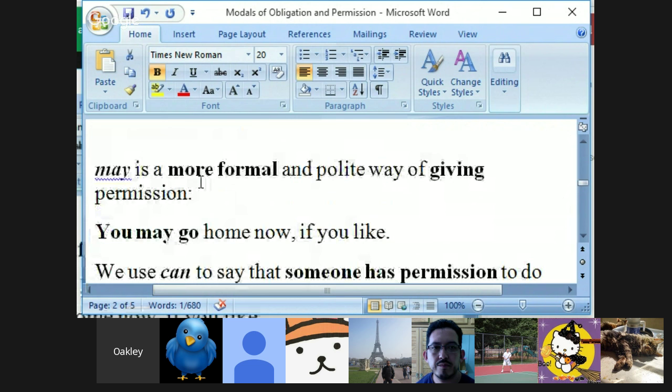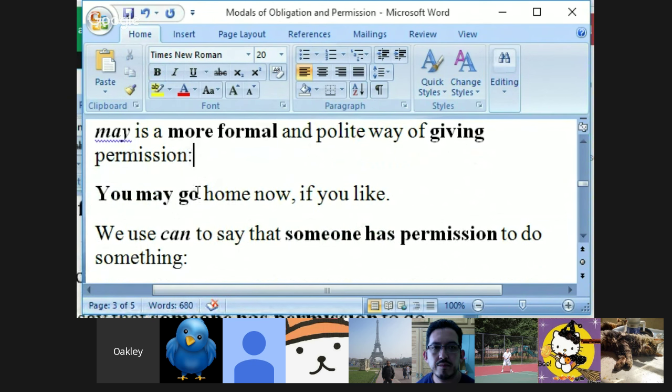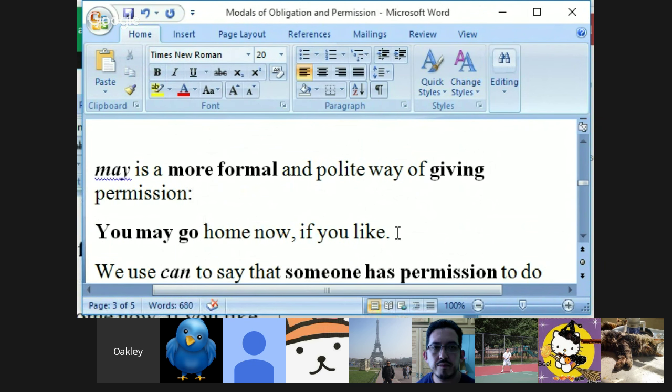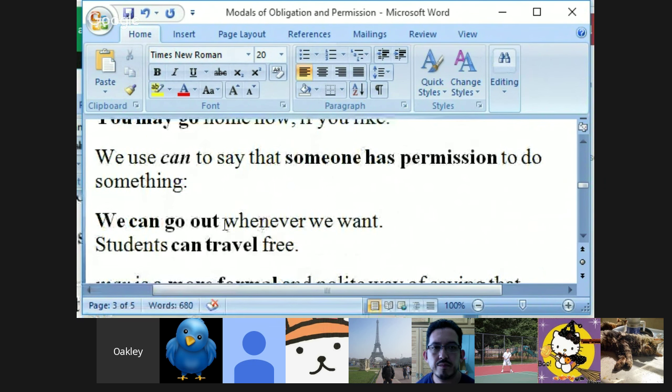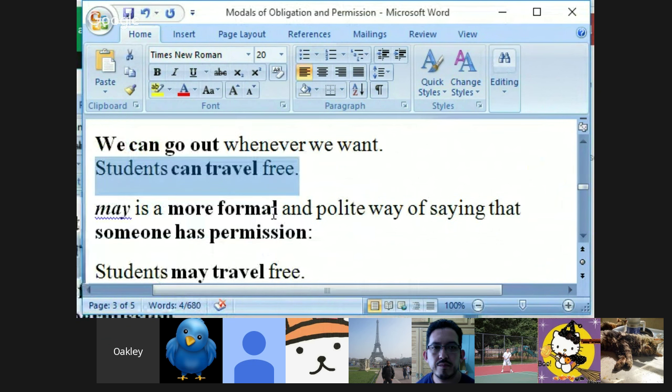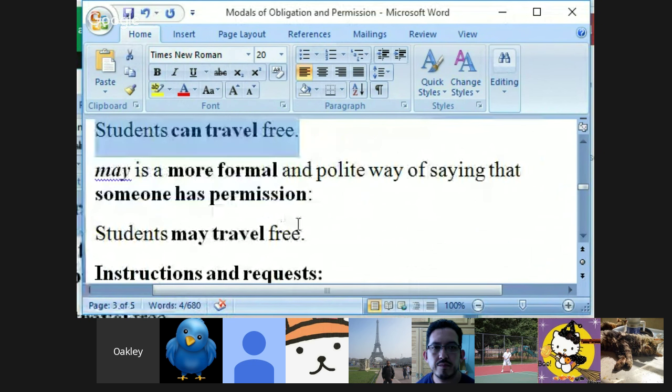However, you certainly can use may, and may is definitely a more formal, polite way of giving permission. You may go home now if you like. All right. We can also use can to say that someone has permission to do something. We can go out whenever we want. Students can travel for free. And same thing with may. Students may travel for free.